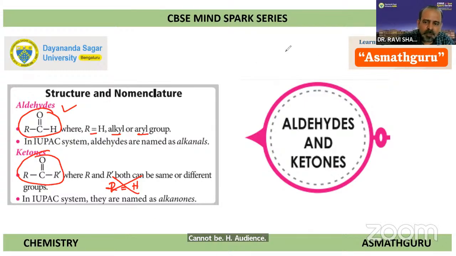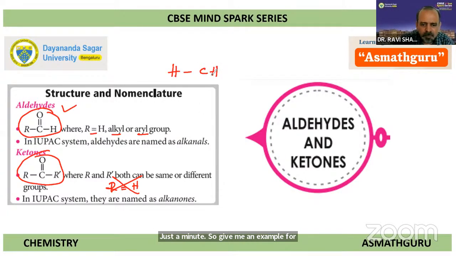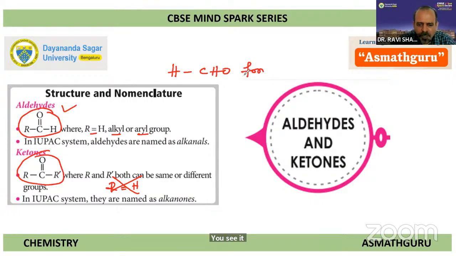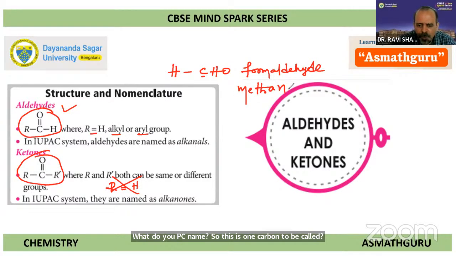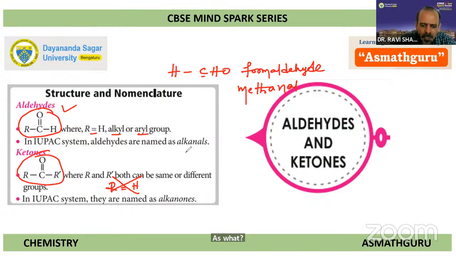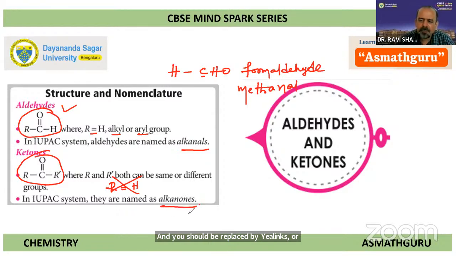Let us take some examples. Give me one example for an aldehyde. HCHO, where R is equal to H. What is the common name? Formaldehyde. What is the IUPAC name? There is one carbon, so we call it meth, and the e should be replaced by al. They are called alkanals, whereas ketones are named alkanones.